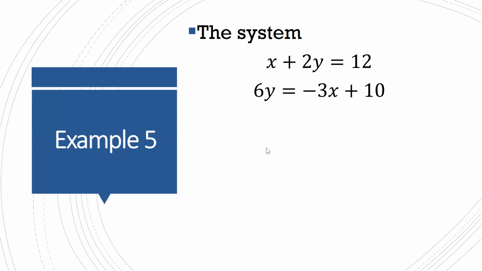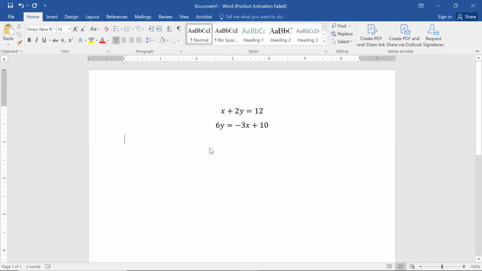In the next example, we have this system. x plus 2y equals 12, and 6x equals -3, 6y equals -3x plus 10. Obviously, my x's and y's and equal signs are not aligned, so we're going to start with aligning those, and then we'll get opposite coefficients and so on and so forth. All right. So let's align the terms.